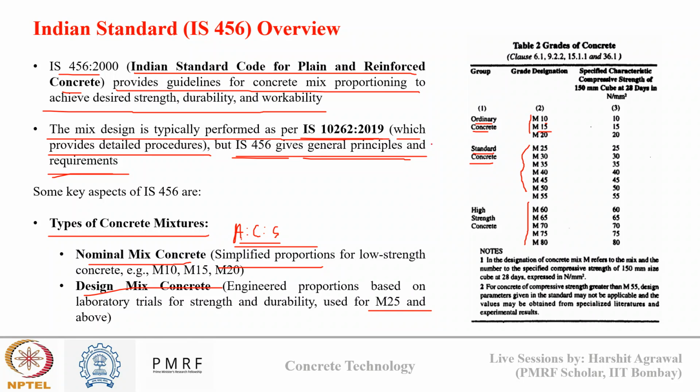So the IS code is mainly used for standard concrete. For ordinary concrete we already have the nominal mix proportion, so we don't do any engineering in this. The designing part that we do is for the standard concrete, and for high strength concrete we generally go by trial approaches, or based on experience we calculate the proportion.